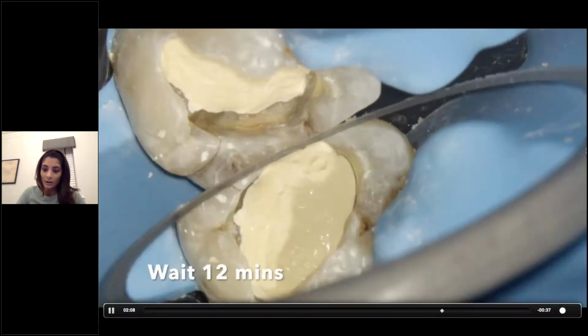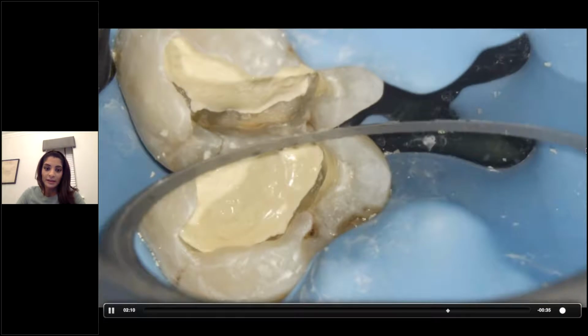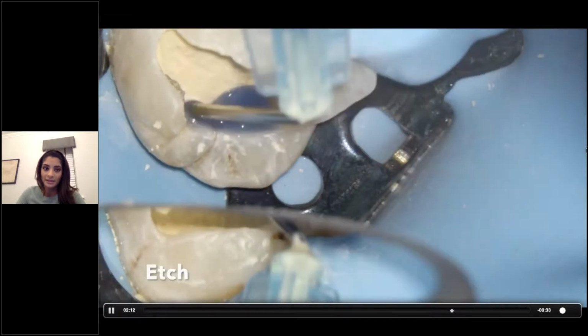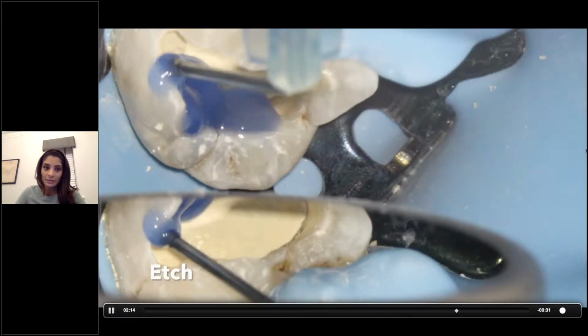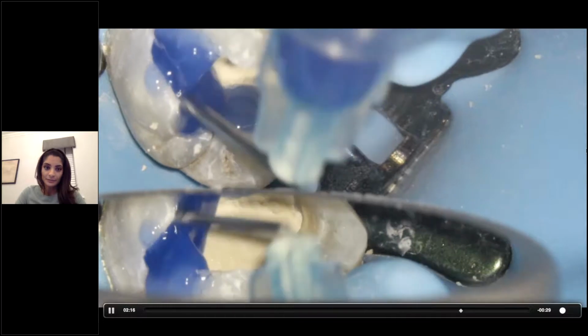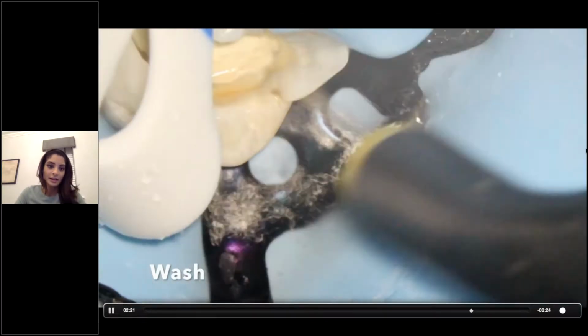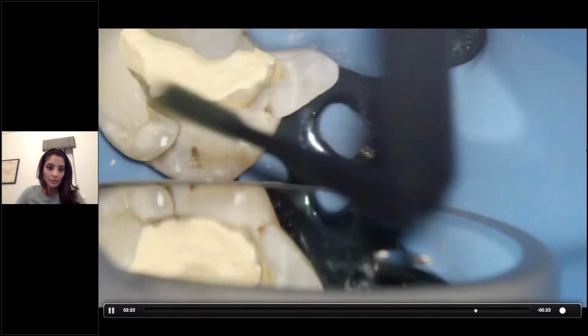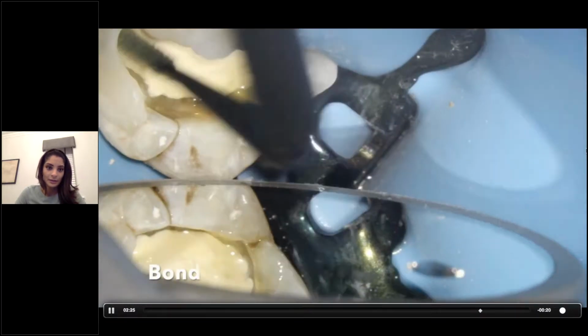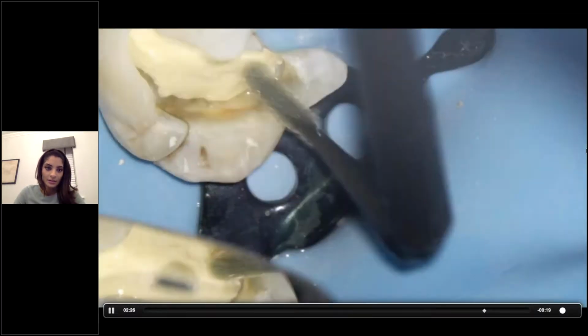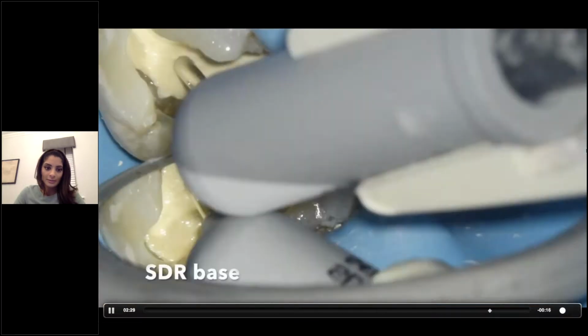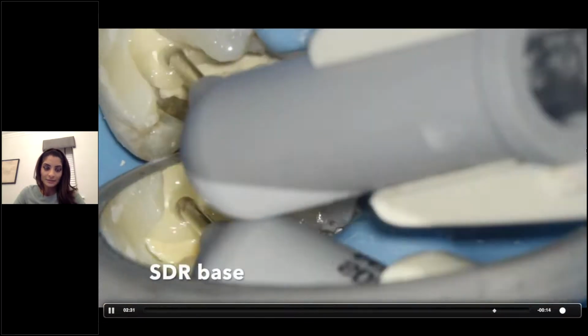And then wait 12 minutes. You need to set a timer really and wait the full 12 minutes before you do anything else to biodentine. And then etch, wash, and put the composite on top. And you can see it's quite a predictable way to place it.